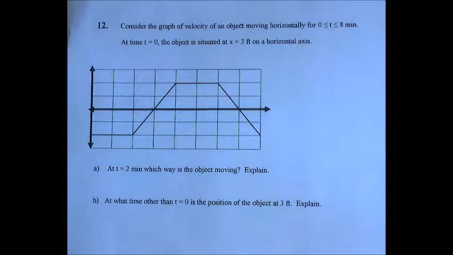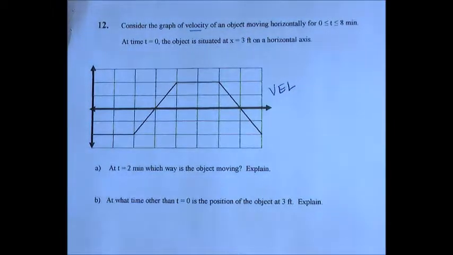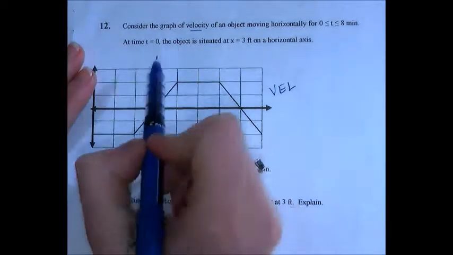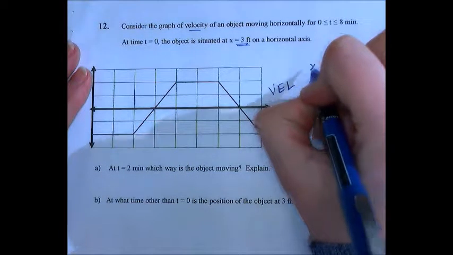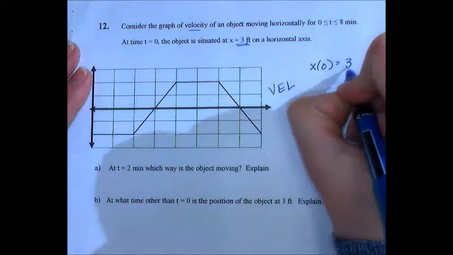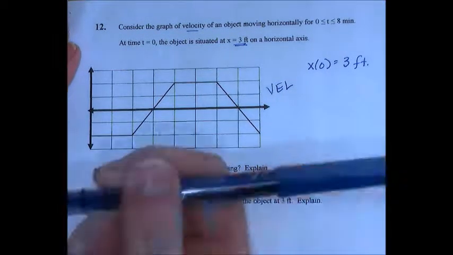We're looking at this graph, and we don't have a TI for this. This is our velocity graph, so I am going to make note of that. And we have an object moving horizontally from 0 to 8 minutes. At time 0, the object is situated at 3 feet, so x of 0 equals 3 feet. That's my starting position, and we're moving along the horizontal axis.